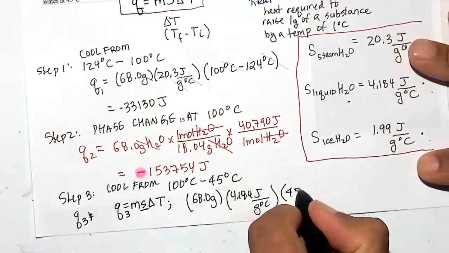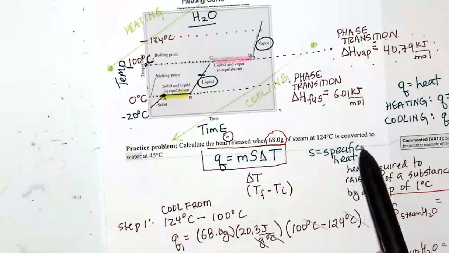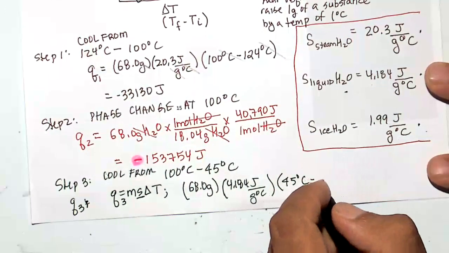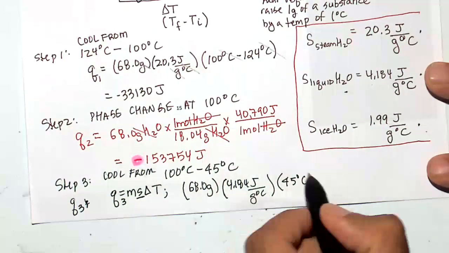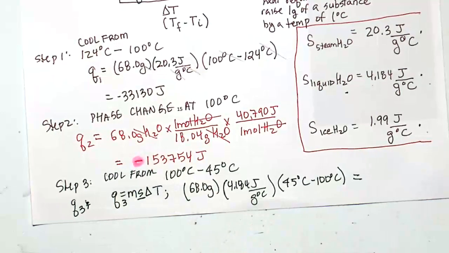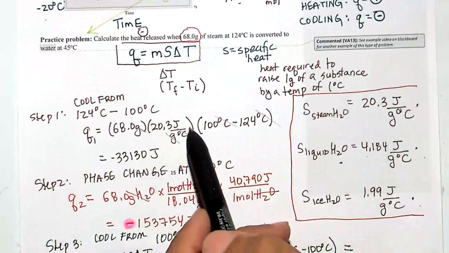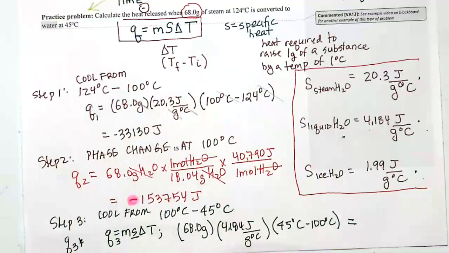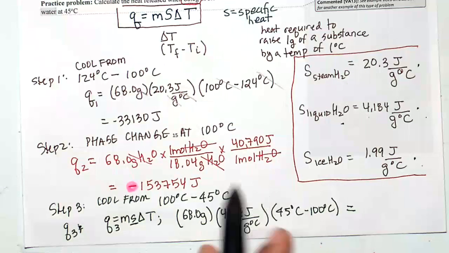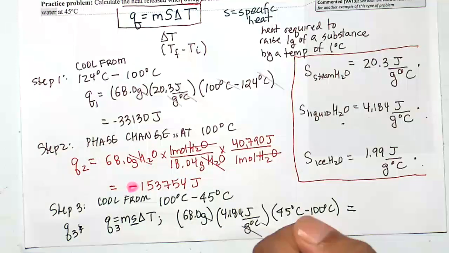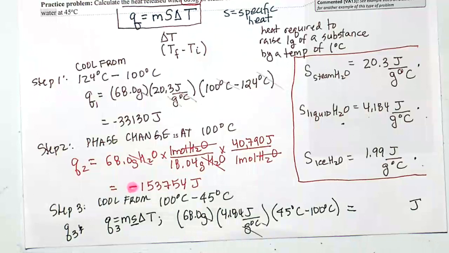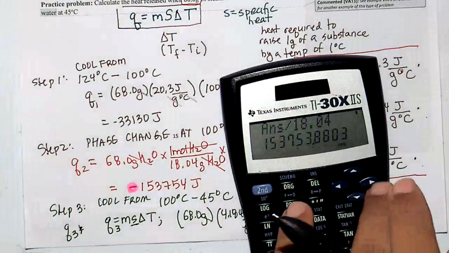What's our final temperature? Okay, 45. What was our initial temperature? It's not 124, but what is it? 100 degrees. Okay, so we have broken this problem down: 124 to 100, at 100 there's a phase change, and then we go from 100 to 45. This is how you do that problem. You have to break it up. The grams cancel, the degree C cancel. We're left with joules.